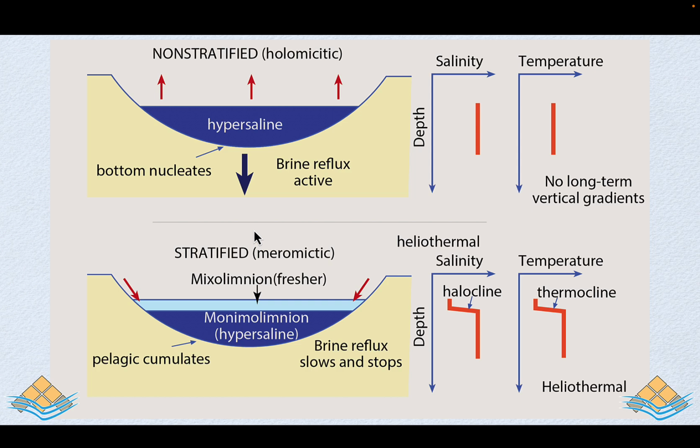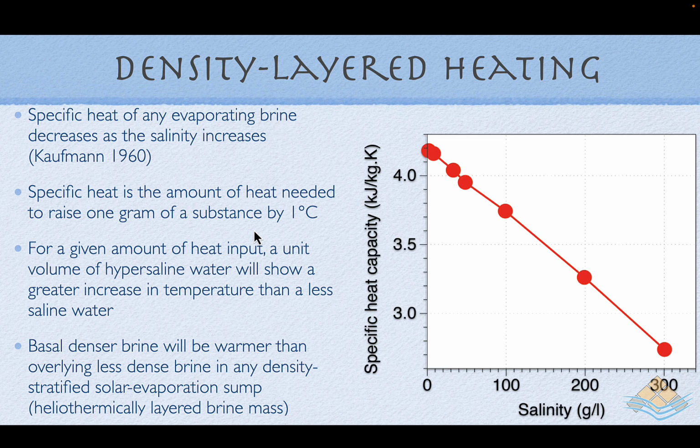So why do we see this thermal stratification? Why do we see a thermocline corresponding to a halocline in many density stratified, solar heated water masses? Well, it's related to the specific heat capacity, where specific heat is the amount of heat required to raise 1 gram of any substance, in this case seawater, by 1 degree centigrade. The specific heat of an evaporating brine decreases as the salinity increases. What that means is, for a given amount of heat input, a unit volume of hypersaline water will show a greater increase in temperature than a less saline water mass.